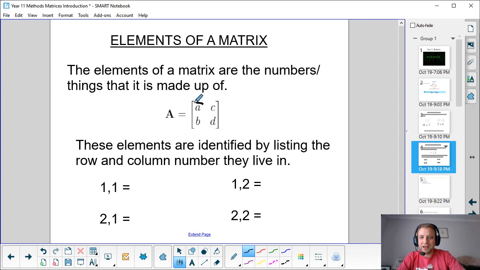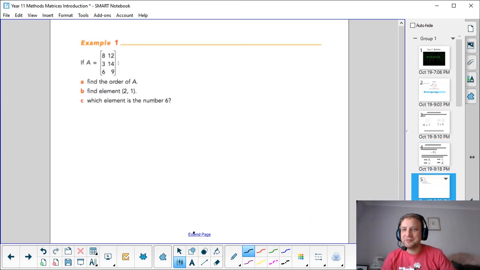So 1, 1 is talking about the letter A. 1, 2 would then talk about the top row, the first row, second column in, that would be C. And following on from that, 2, 1 would be B, second row down, first column in, and 2, 2 in this case is D. All right, this just helps us find elements in a matrix. By the standard of question we've been answering in class, these ones shouldn't trouble you too much today. We're just getting to know these matrices.